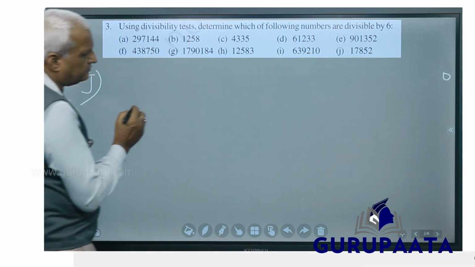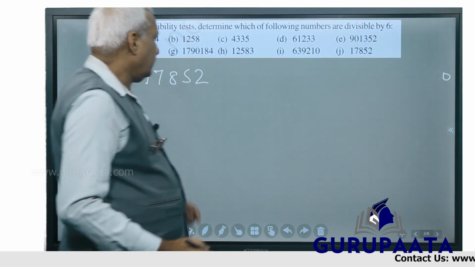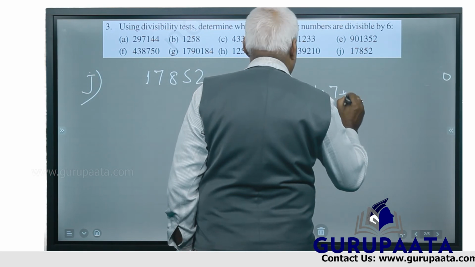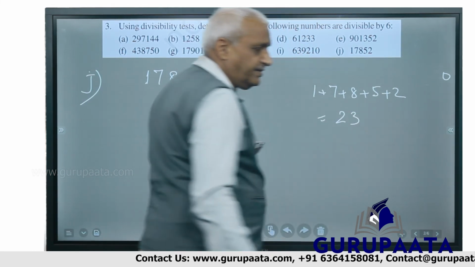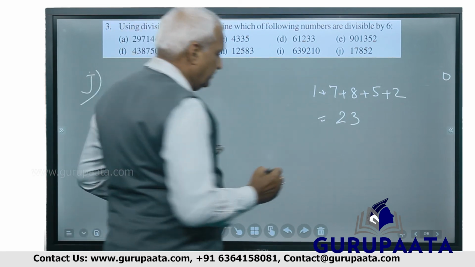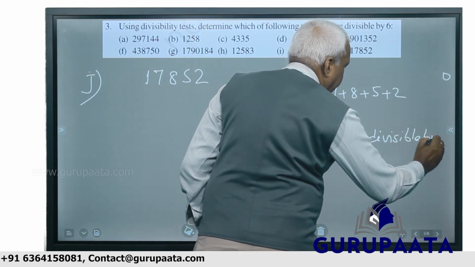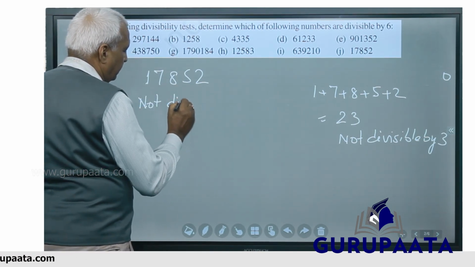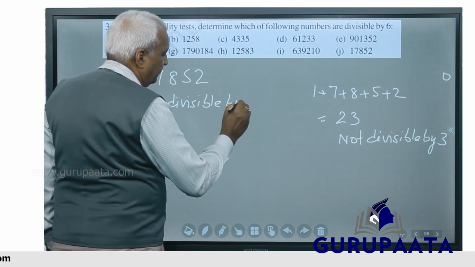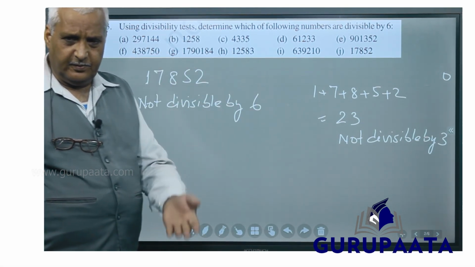Now we will do J. 17852. Again, add all the numbers: 1 plus 7 is 8, plus 8 is 16, plus 5 is 21, plus 2 is 23. 23 is not divisible by 3. So, this number is not divisible by 3. Therefore, this number is also not divisible by 6. Understood? Like this, we have completed 3. We will see 4 in the next class.